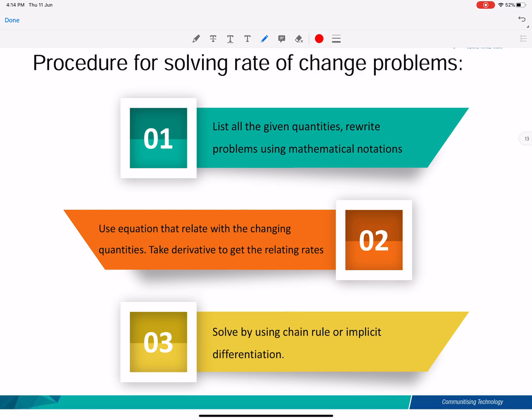The second step, you need to use the equation that relates the changing quantities. This may sometimes involve an area, a volume, or maybe some other formula. Next, take the derivative to get the related rates. And the third step, you need to solve by using the chain rule or implicit differentiation.